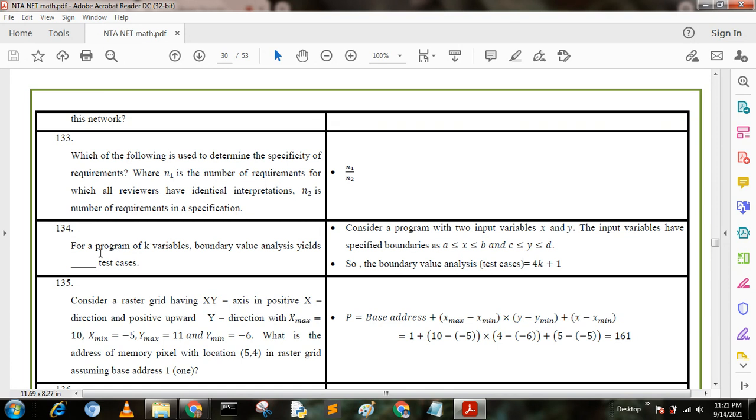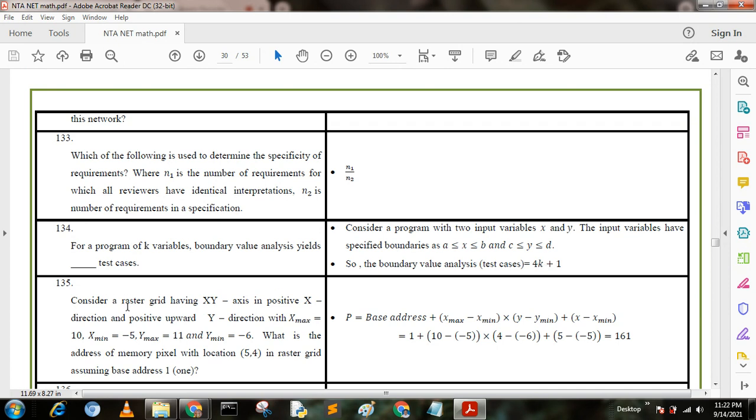Next question. For a program of K variables, boundary value analysis yields dash test cases. Here the answer: consider a program with two input variables X and Y. The input variables have specified boundaries as A less than equal to X less than equal to B and C less than equal to Y less than equal to D. So the boundary value analysis test cases equal to, since there are 4 options, the answer becomes 4K plus 1.